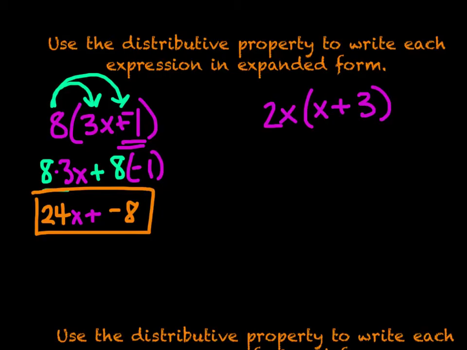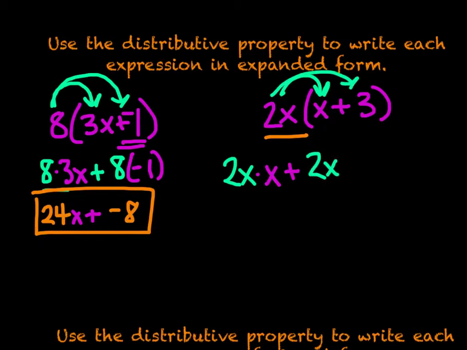Now we have this other one. We have 2x, and we're multiplying it by x plus 3. So we have 2x times x, 2x times x plus 2x times 3.